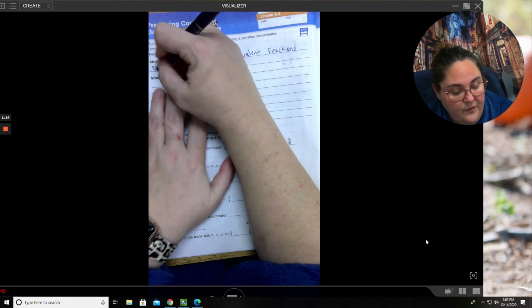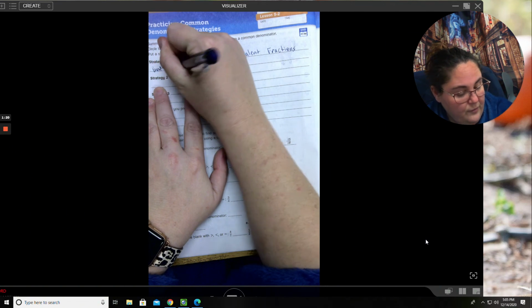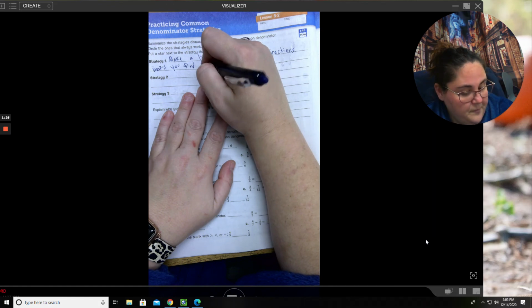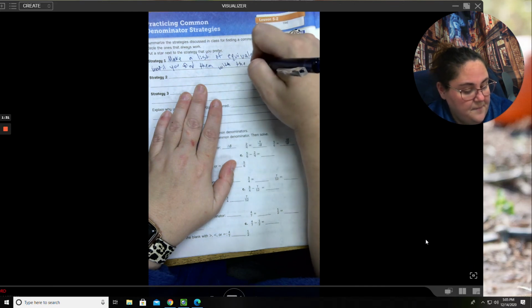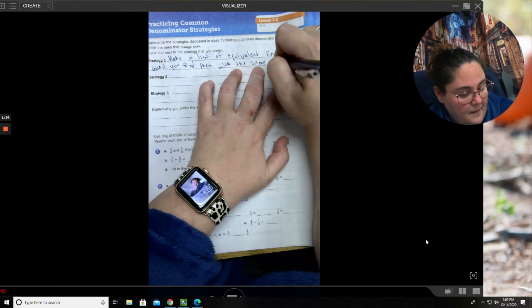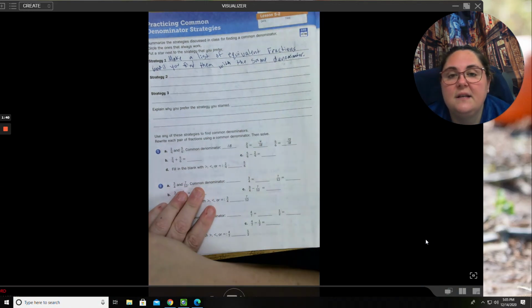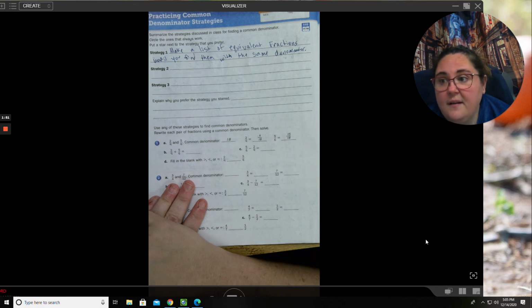Make a list of all equivalent fractions until you find them with the same denominator. Here's my hint, guys. When I'm writing something down, pause the video and write it down as well. It's going to help you, I promise. Make a list of equivalent fractions until you find the equivalent fractions with the same denominator.